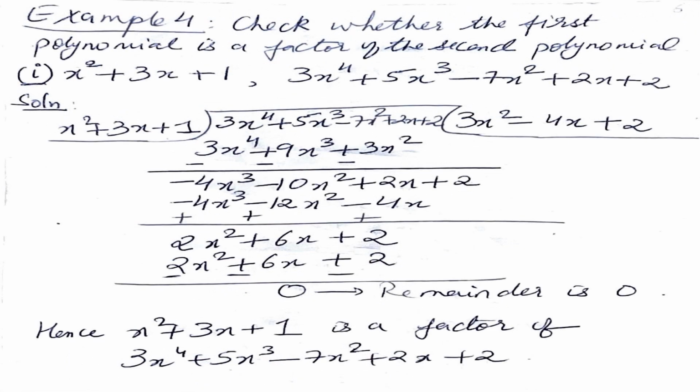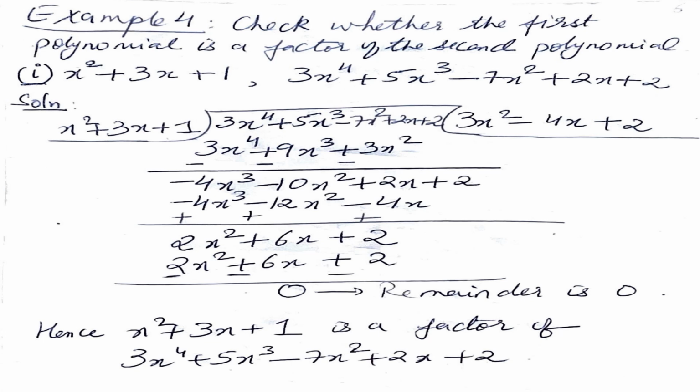Next example, check whether the first polynomial is a factor of the second polynomial. Now this is like numbers. Suppose I divide 6 by 2. 6 by 2 is 3, where the remainder is 0. So I can say that 2 is a factor of 6. But if I divide 7 by 2, the remainder is 1. So if the remainder is not 0, I can say that it is not a factor.